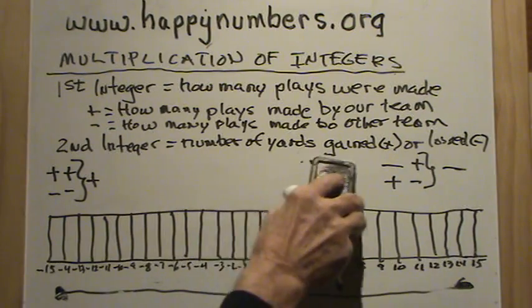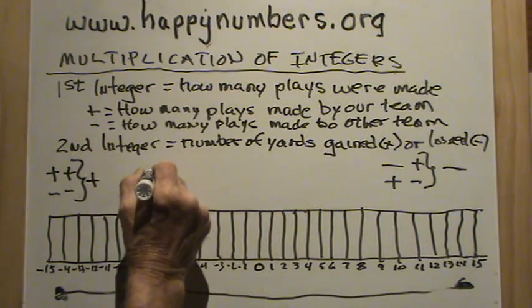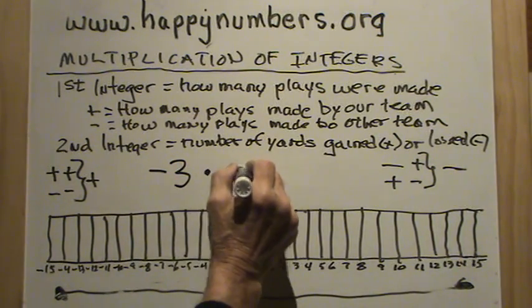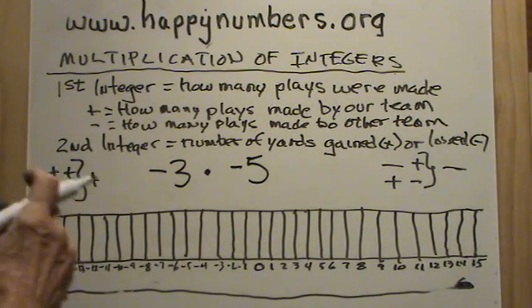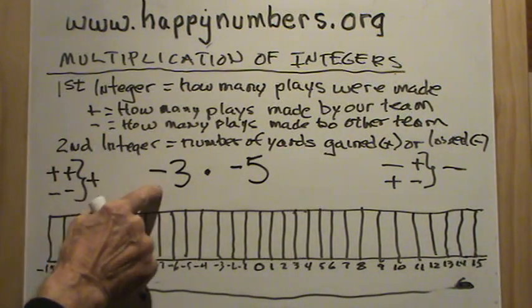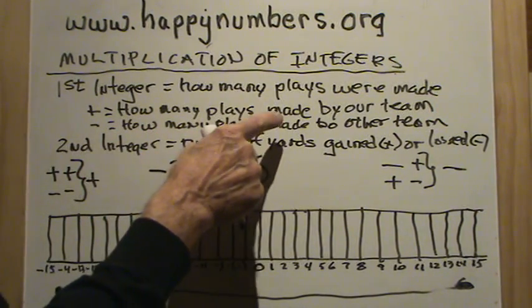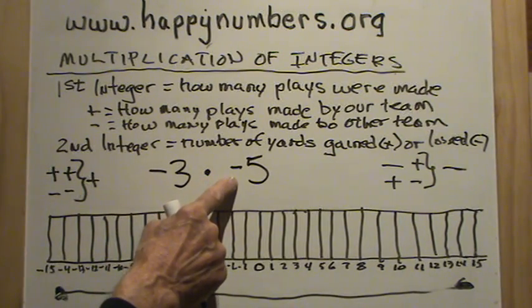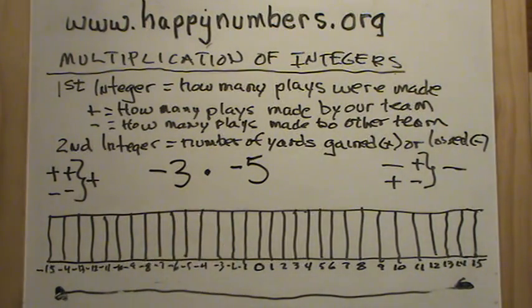Let's go back over this again, and let's take a look at this one. -3 times -5. Now this time we have both numbers negative. Well, the -3 means that the other team made 3 plays, and the -5 means they lost 5 yards on each play. So they made the first play and they lost 5 yards.